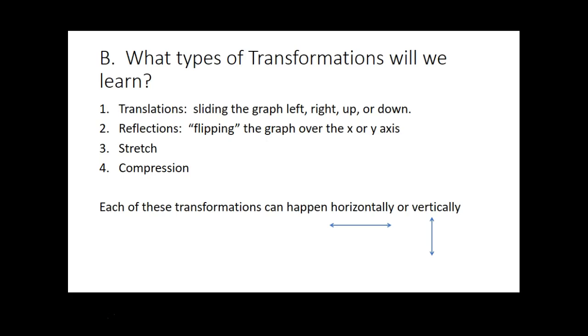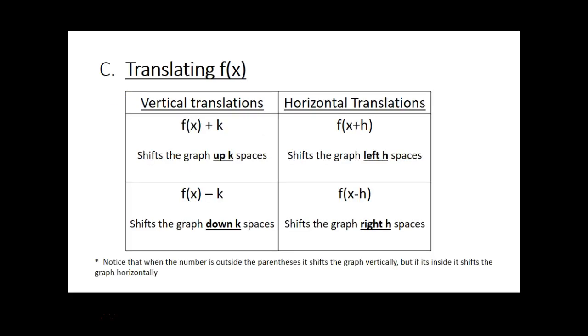Now, each of these transformations can happen horizontally or vertically. Notice the picture of the line I drew for you, because a lot of us can't remember which is which there. So I drew a line that's horizontal, that's vertical. You can translate things up and down or left and right. You can reflect things horizontally or vertically. You can stretch things horizontally or vertically, right? So all these transformations can happen horizontally or vertically.